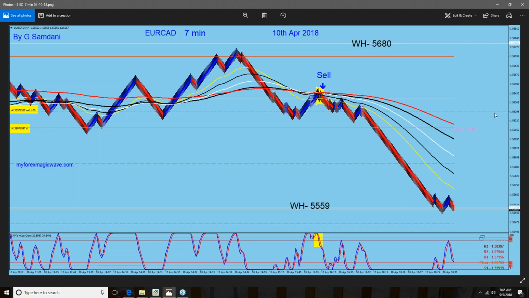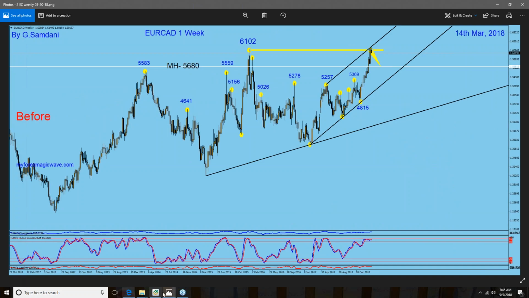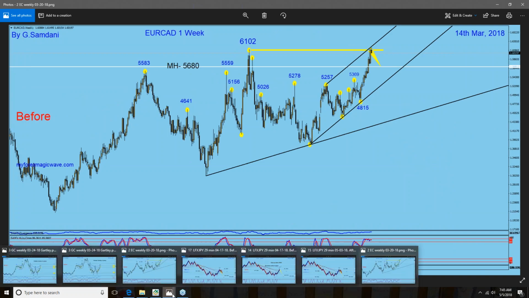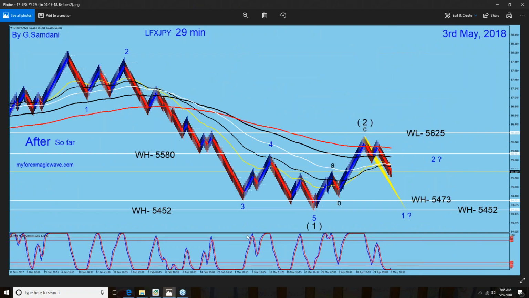This is 56.29, and it went out to 55.60, so 40 and 30, 70 pip from here to here. 7-minute chart, by the way. Okay, so this is how it is. It's very simple, and it's just a matter of learning.